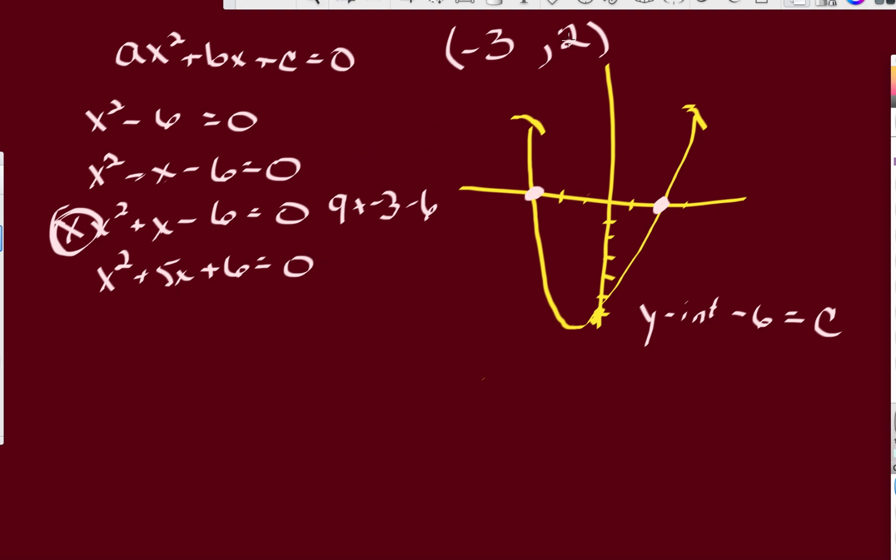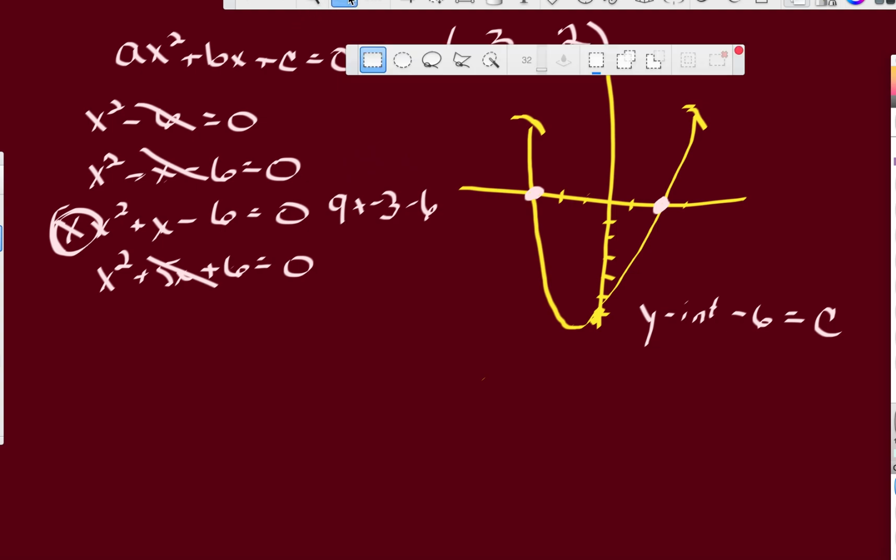But then, hey, let's go over here, +2. 2 squared is 4, plus 5 times 2 is 10. So 4 plus 10 is 14 plus 6 is 20. That doesn't equal 0. So the last one doesn't work either. So that doesn't work, that doesn't work, and that doesn't work. That's the only one that they both work for. All right? So, going to move on. I'm going to try something else.